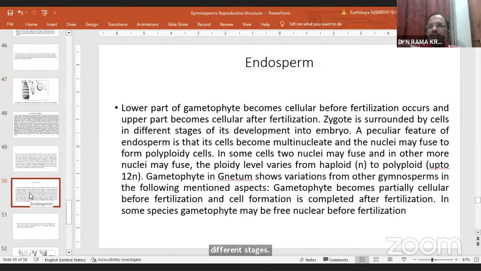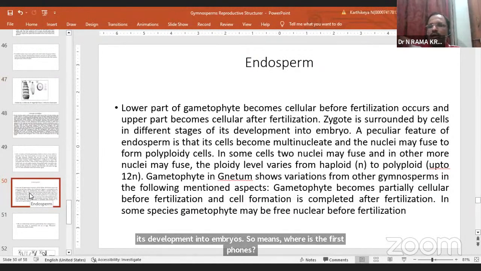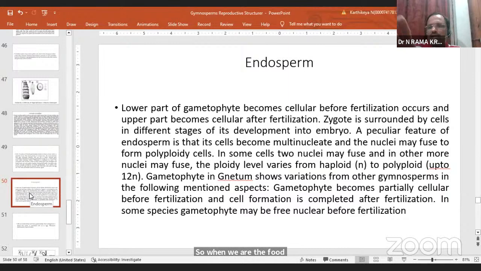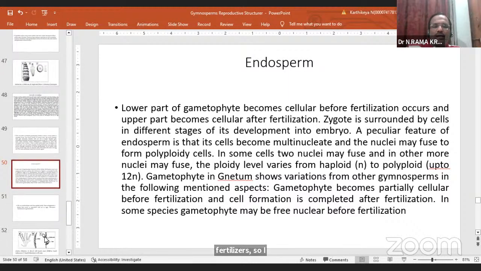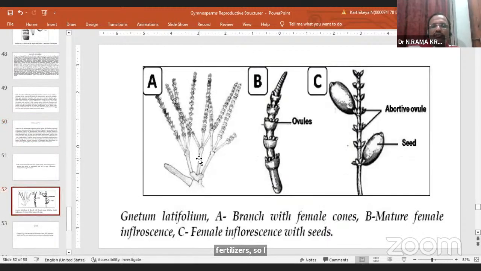So what is endosperm? After fertilization, the food material, the zygote and everything, is modified as endosperm. Endosperm is a food-like structure. Here now you see Gnetum latifolia, structures A, B, and C.